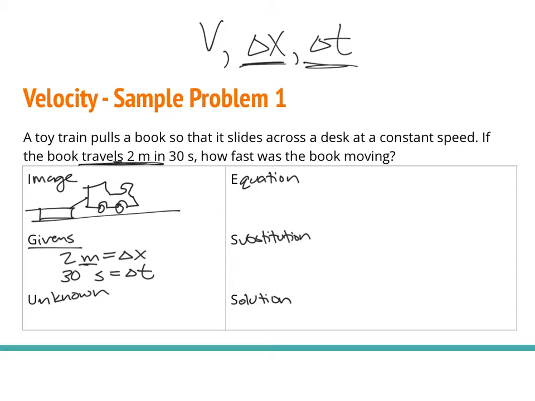We're going to move on to unknown. Unknown is just talking about what the question wants to know, so we can read the question for that. The question says, how fast was the book moving? Now, how fast something goes is called the velocity, which is our last variable, v.